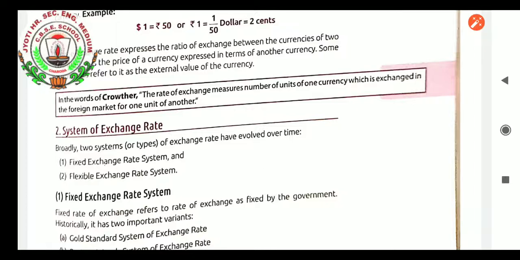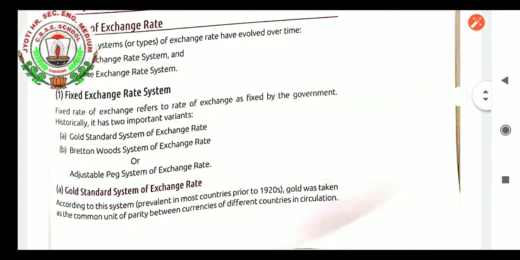System of exchange rate: when we see broadly, two systems or types of exchange rate have evolved over time. One is the fixed exchange rate system, and the second is the flexible exchange rate system. When we talk about the fixed exchange rate system, as the name says, it is fixed. A fixed rate of exchange refers to a rate of exchange fixed by the government. Historically, it has two important variants: one is the gold standard and the other is Bretton Woods, which is also known as the adjustable peg system of exchange. So let us see one by one.